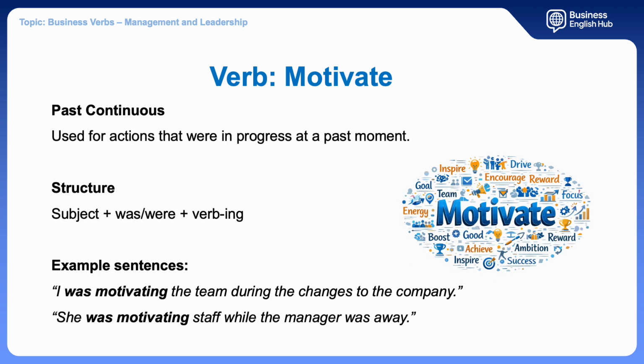The past continuous of the verb motivate is used for actions that were in progress at a past moment. The structure for the past continuous of the verb motivate is subject plus was or were plus the verb ending in ing. And example sentences include: I was motivating the team during the changes to the company. She was motivating staff while the manager was away.